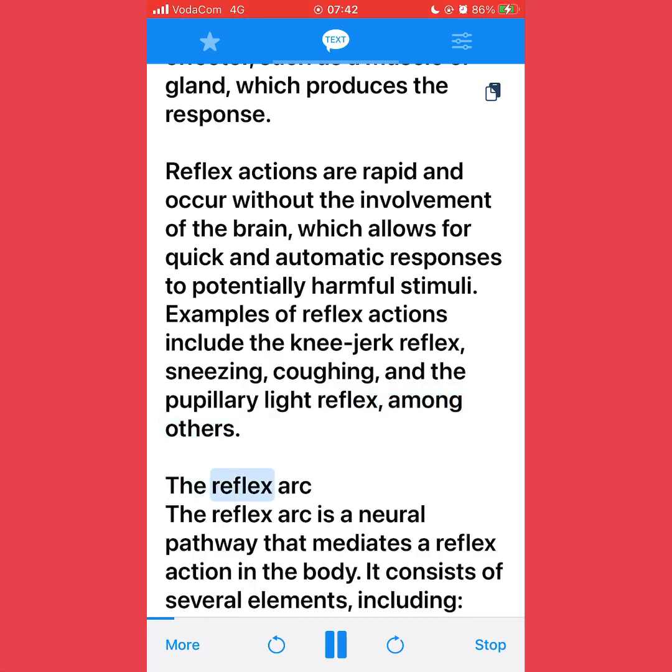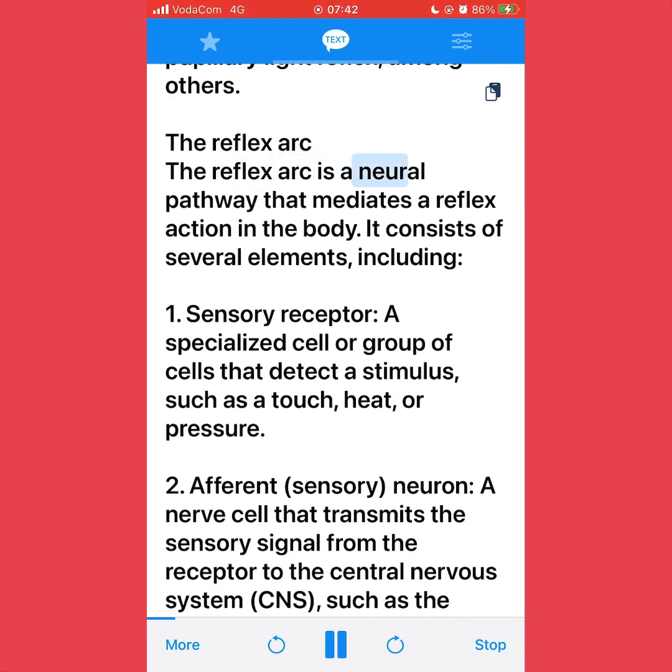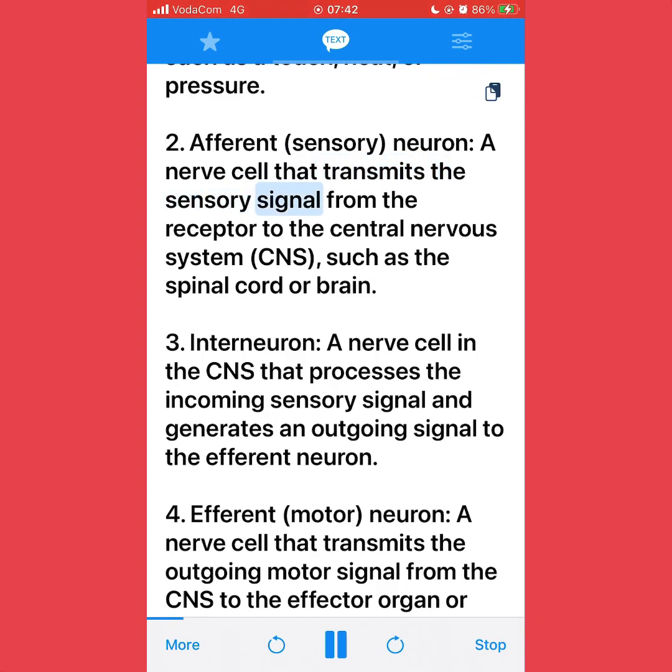The reflex arc. The reflex arc is a neural pathway that mediates a reflex action in the body. It consists of several elements, including: 1. Sensory receptor, a specialized cell or group of cells that detect a stimulus, such as a touch, heat, or pressure. 2. Afferent sensory neuron, a nerve cell that transmits the sensory signal from the receptor to the central nervous system, CNS, such as the spinal cord or brain.